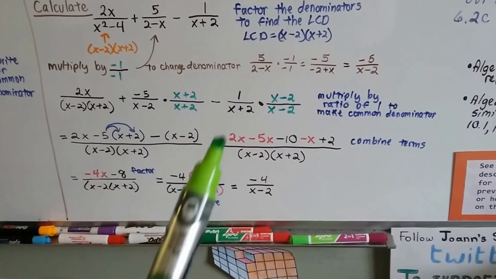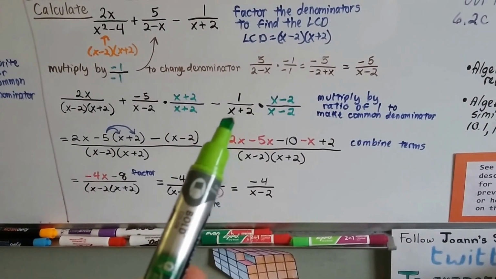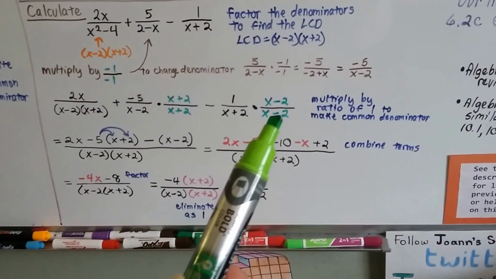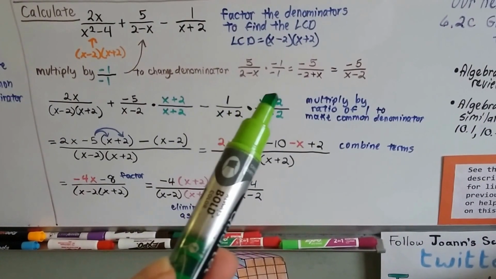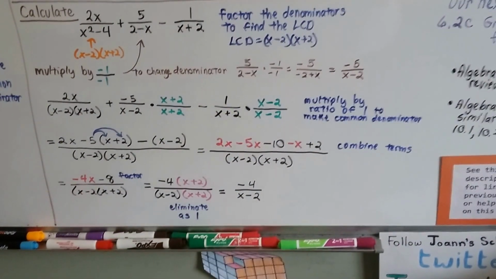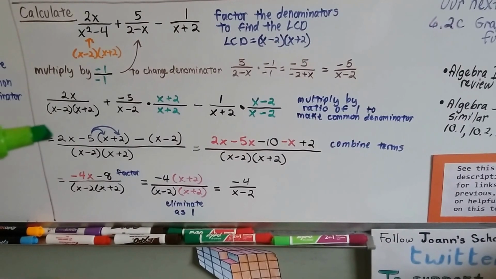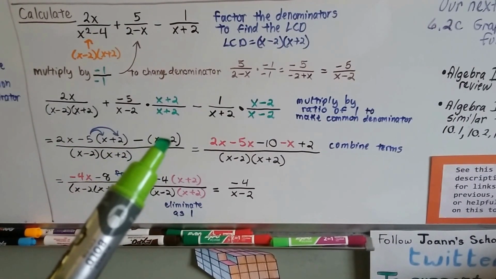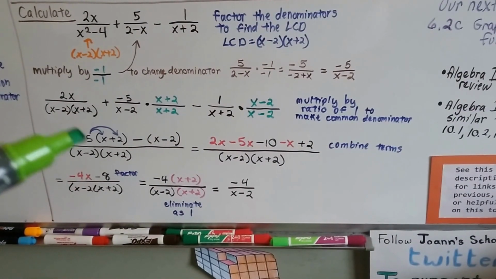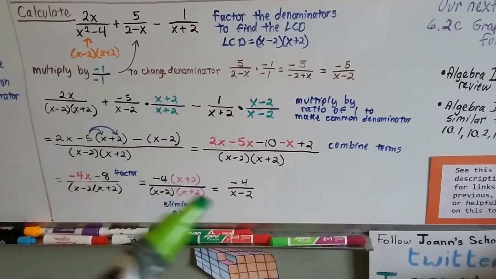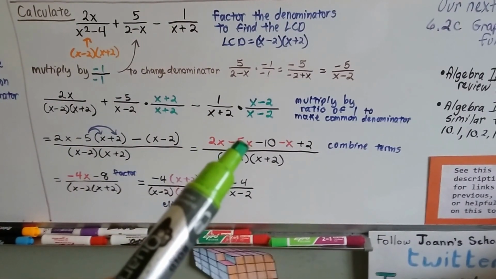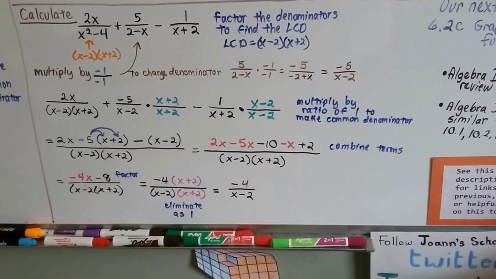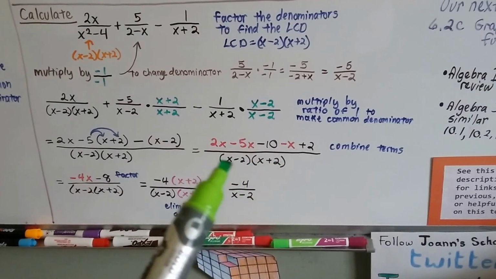That's going to have to be distributed in, isn't it? And then on this side, what does this denominator need to look like that? It needs to be multiplied by an x minus 2. So we have to do the same thing for the numerator. Now we've got 2x minus 5 times this x plus 2 minus an x minus 2. When we distribute this, we get 2x minus 5x minus 10 minus x plus 2 over our denominator.